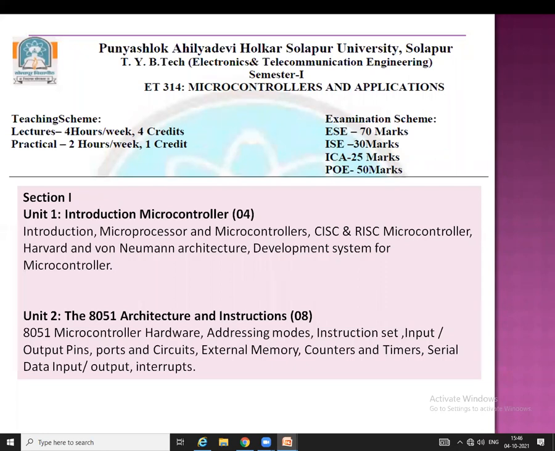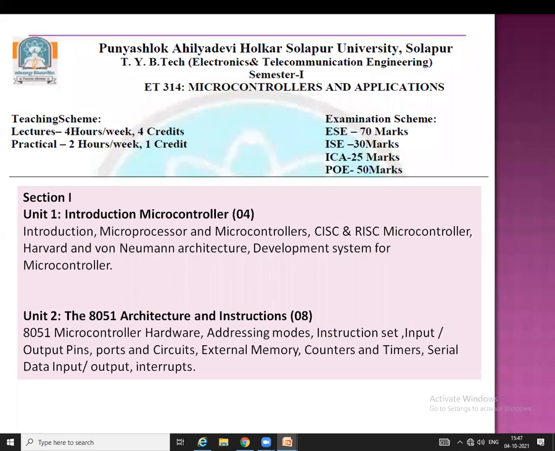The examination scheme is here. ESE, the end semester exam, is 70 marks. If it is offline, you are supposed to write the exam for 70 marks. If it is online, it will be 50 marks, but it gets converted into 70 marks automatically, as you have observed in the online situation.